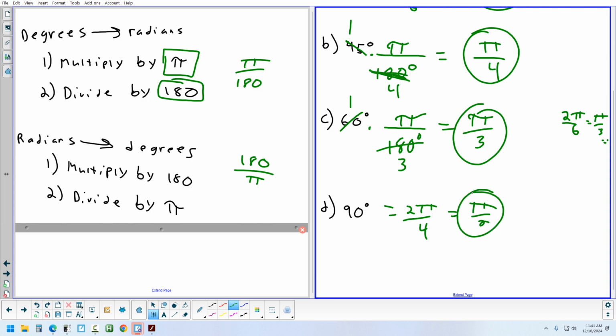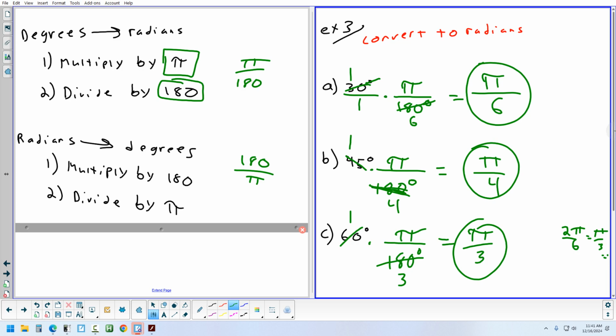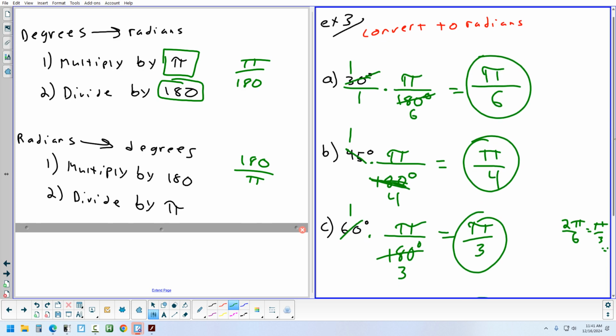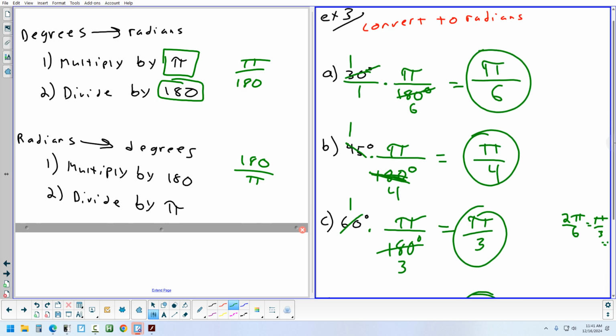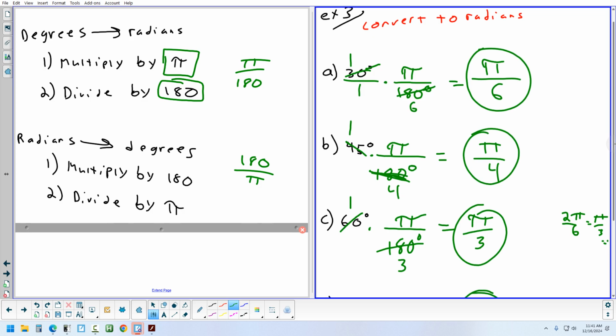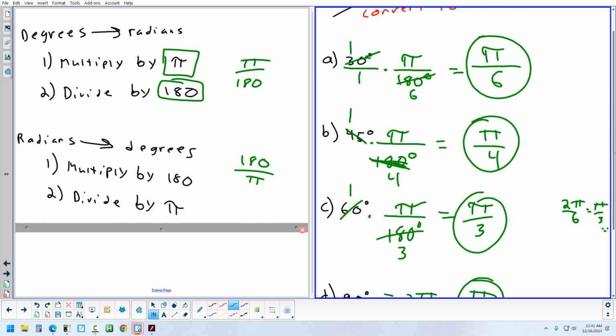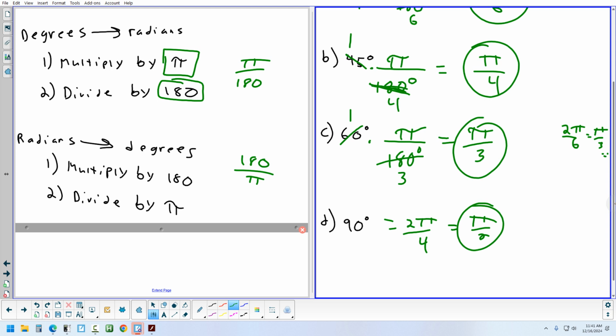And again, if you didn't know that, you could go back through and do it all over. But let's say you knew 30, but you didn't know 45. What would you do to pi over 6? 3 pi over 6, yeah, which is pi over 2 again. All right, so there's lots of different ways you can convert once you start to know a few things.